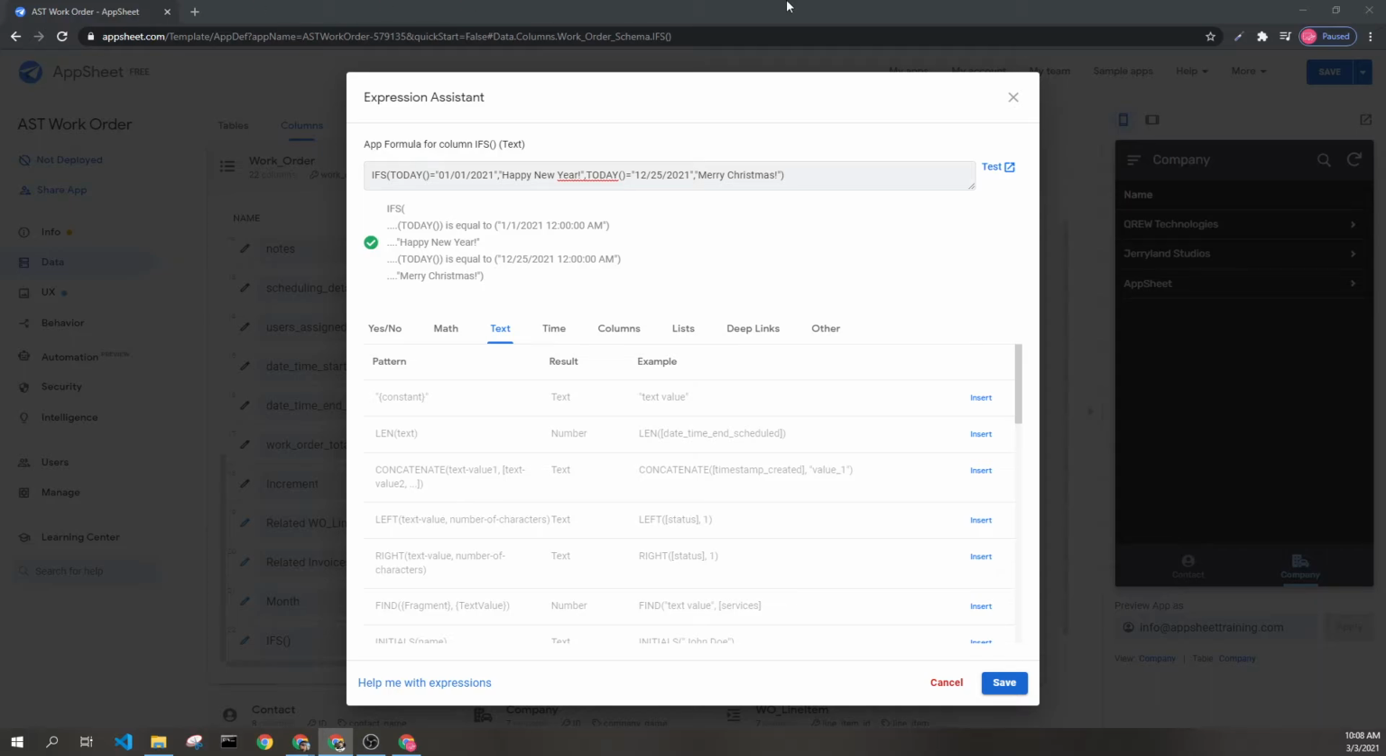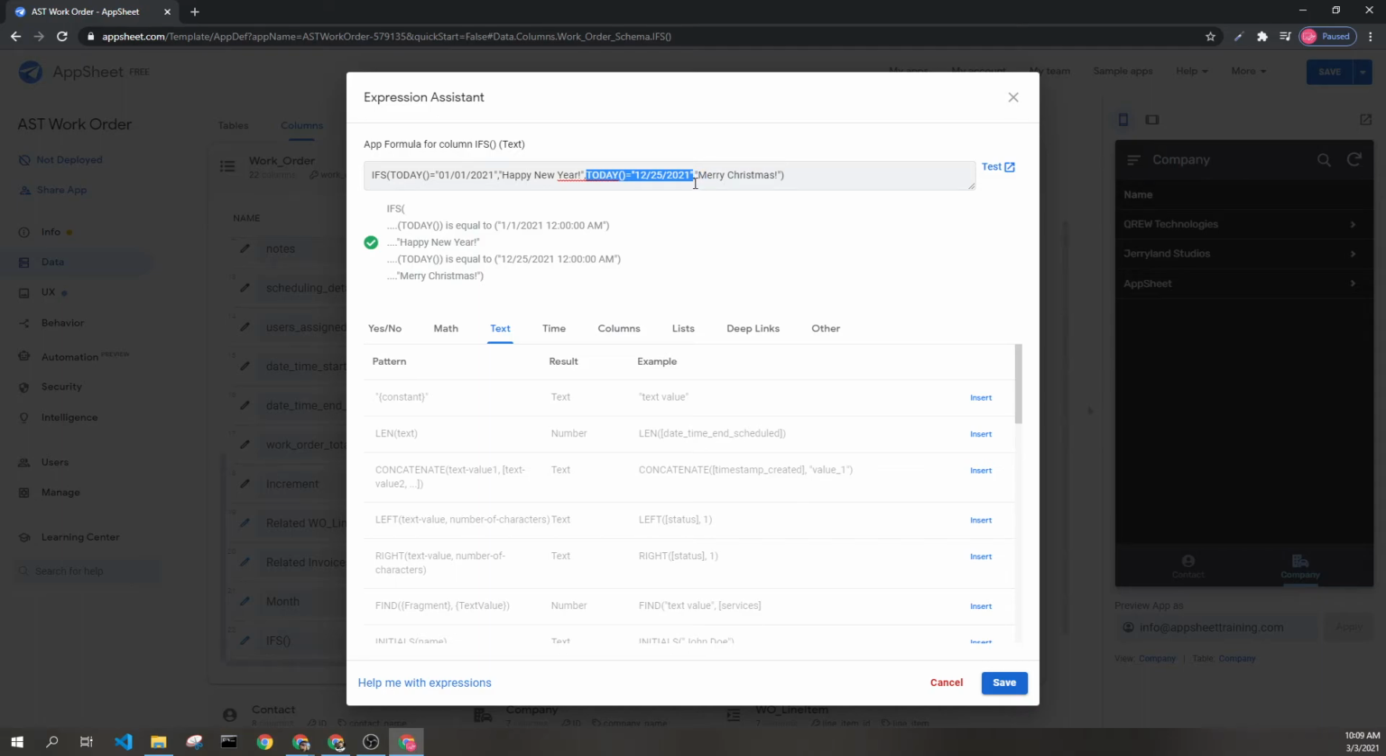Here we see the ifs expression, and we have a few conditionals and 2 return types. The first condition is here: if today equals January 1st, 2021. If this returns true, then the ifs expression returns Happy New Year. If it's not, we look at the next condition.